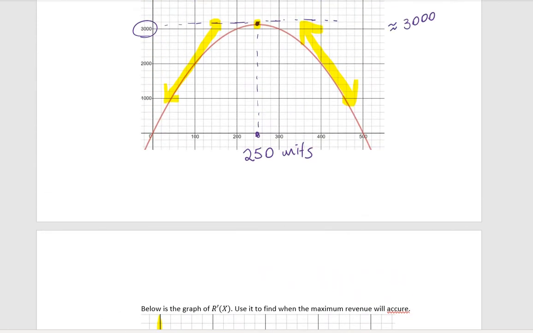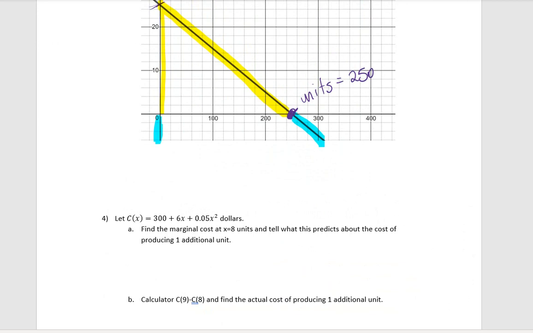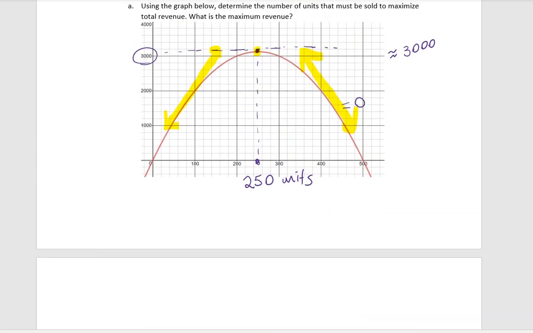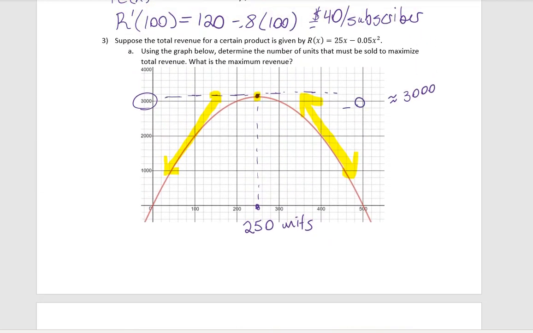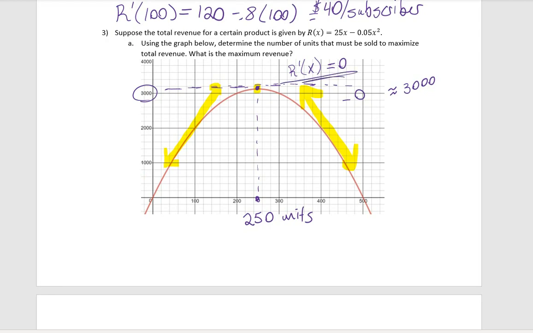So the same thing that we got above, 250. Also, if you look here, well, what's r prime? R prime is 0, and the cool thing is if we look at the graph above, this is a tangent line. What's the slope of a horizontal tangent line? It is also 0. So we can find maxes and mins by finding when the derivative is 0.